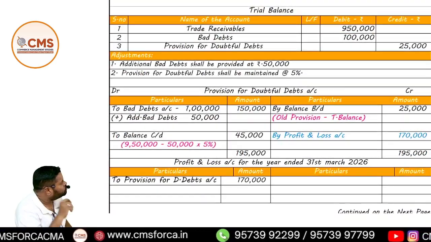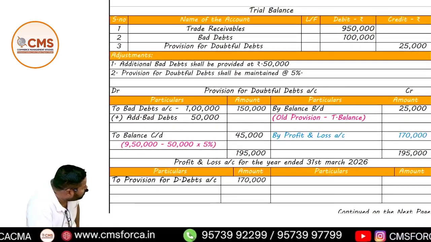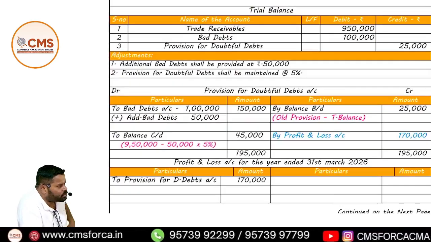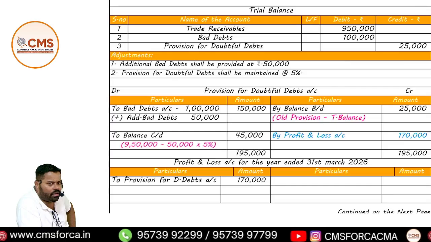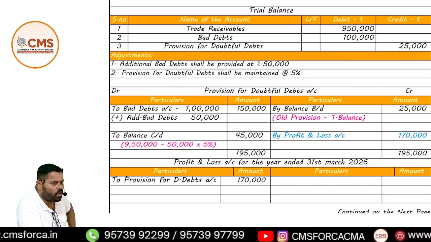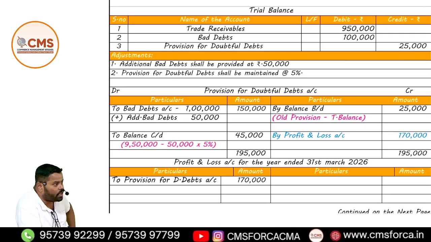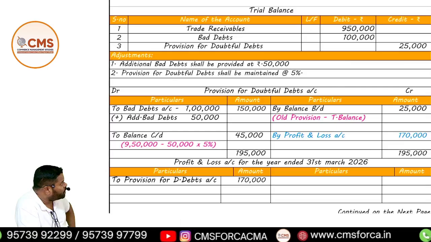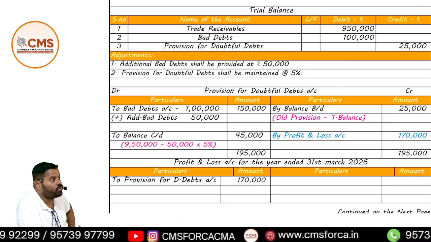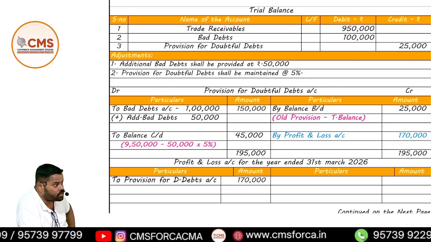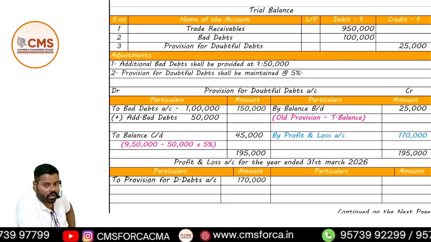Same scenario, okay? Trial balance, numbers are the same, or do you see any change in the numbers? Same numbers. Trade receivables 9,50,000, bad debts 1 lakh confirmed already before preparing the trial balance. We had a doubt that we will get an additional 25. Additional bad debts turn out to be 50, and now you are anticipating another 5%. 9 lakhs into 5%, 45.